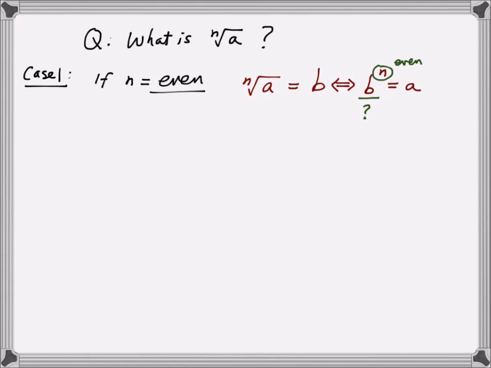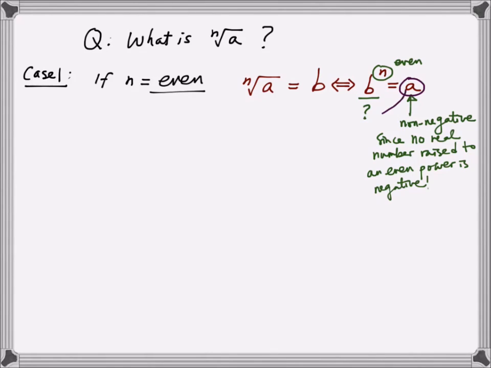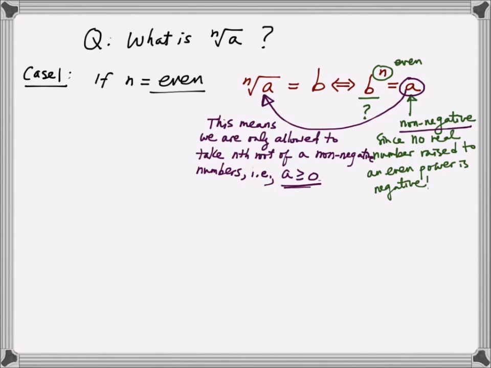So we start by asking ourselves the question, what kind of number would I get if I take any number raised to the even power? I'm 100% sure that when I take a real number and raise it to the even power, I would get a non-negative number back. This means that my number a has to be non-negative. No real number raised to the even power is negative. Notice that this number a is really what's inside of the nth root. If we're saying that it cannot be any negative number, that means we're only allowed to take the nth root of a non-negative number. Another way to say it, a has to be greater than or equal to 0.